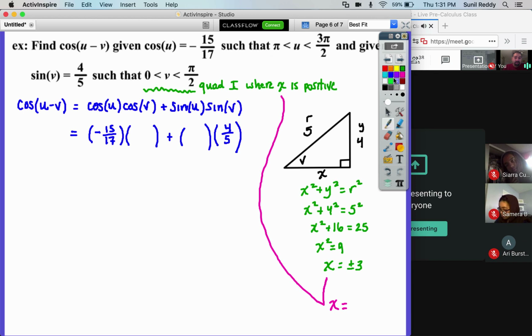And so now, since we're in quadrant 1, I know that my x value has to be the positive 3 instead of the negative. And now over here in my formula, I know that the cosine of v should be the x value 3 over the radius value of 5, and it's positive because we know we're in quadrant 1. And then I'm just going to do the same thing, but using angle u and a right triangle with u.